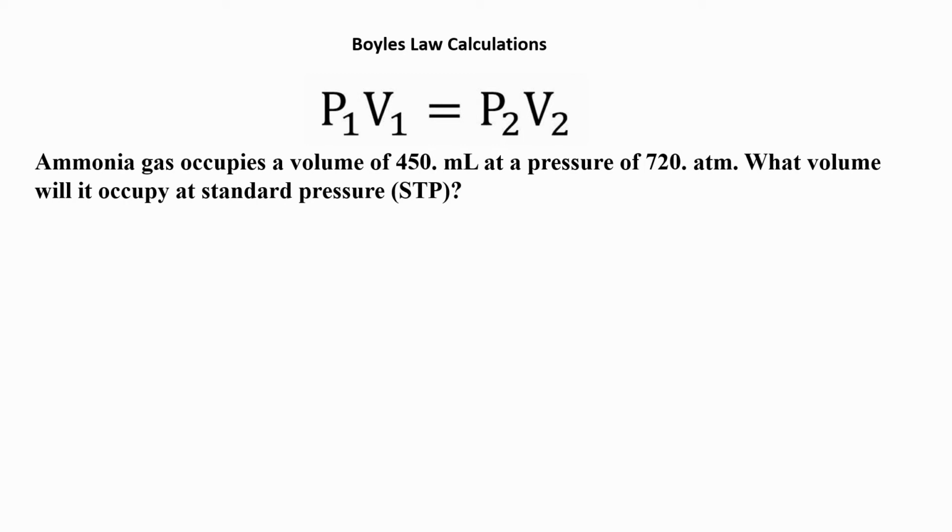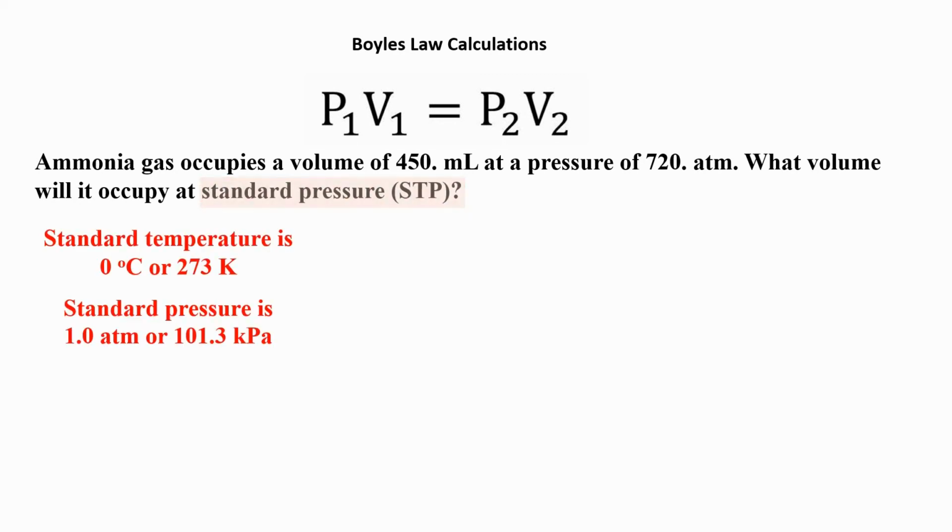Ammonia gas occupies a volume of 450 milliliters. This means that the volume is exactly 450 milliliters at a pressure of 720 atm, which means that the pressure is exactly 720 atm. What volume will it occupy at standard pressure, or STP? Standard temperature is 0 degrees Celsius or 273 K. Standard pressure is 1 atm or 101.3 kPa.